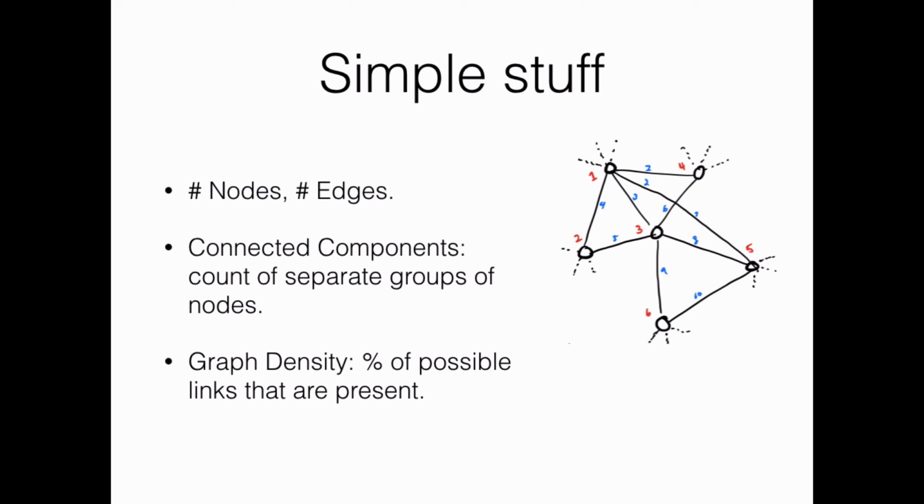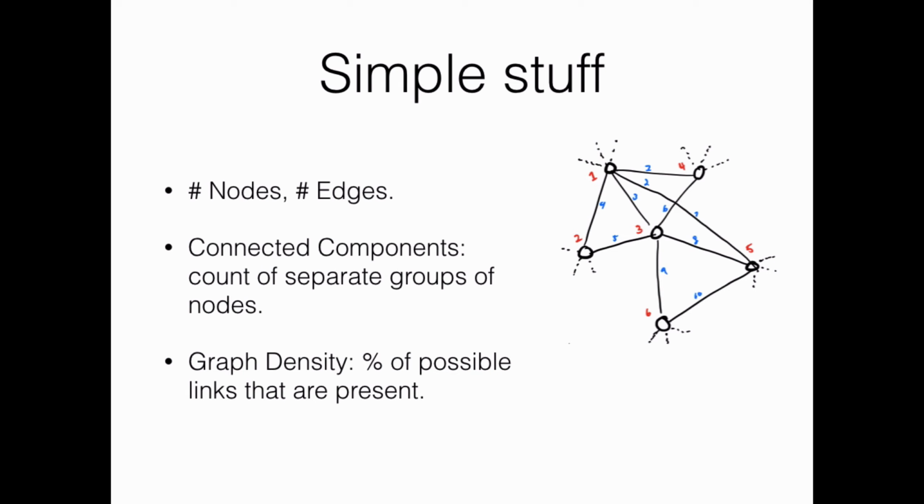Beyond that, Gephi also provides a couple other very basic descriptions. These are in the statistics panel on the right hand side. One of these is the connected components, and it's just a count of the number of separate groups of nodes. A group of nodes are considered connected if there's a link between them. So a single node with no edges would be out there as its own component.